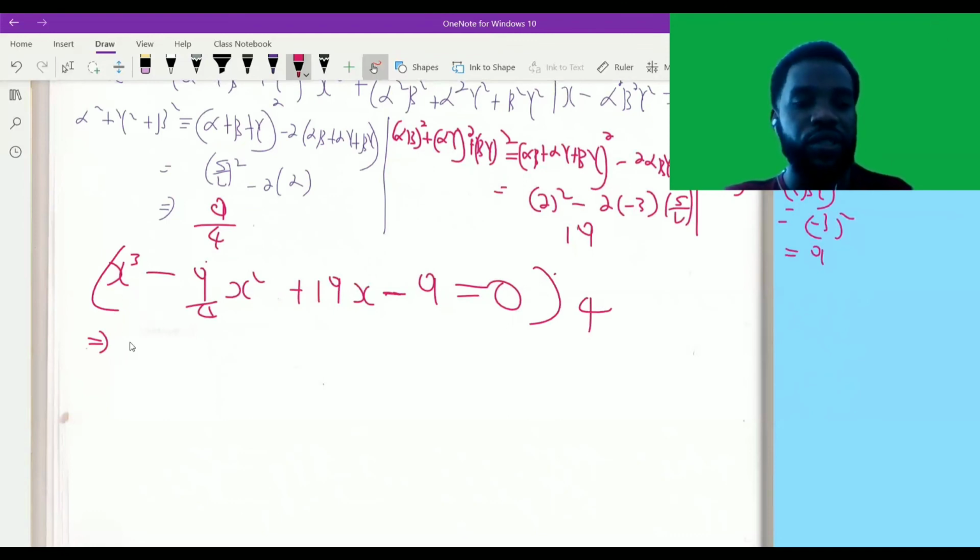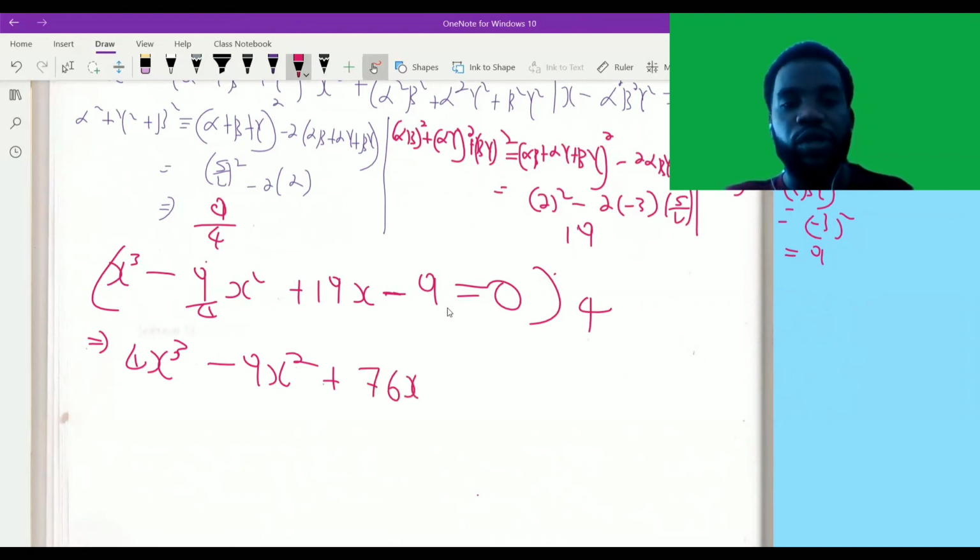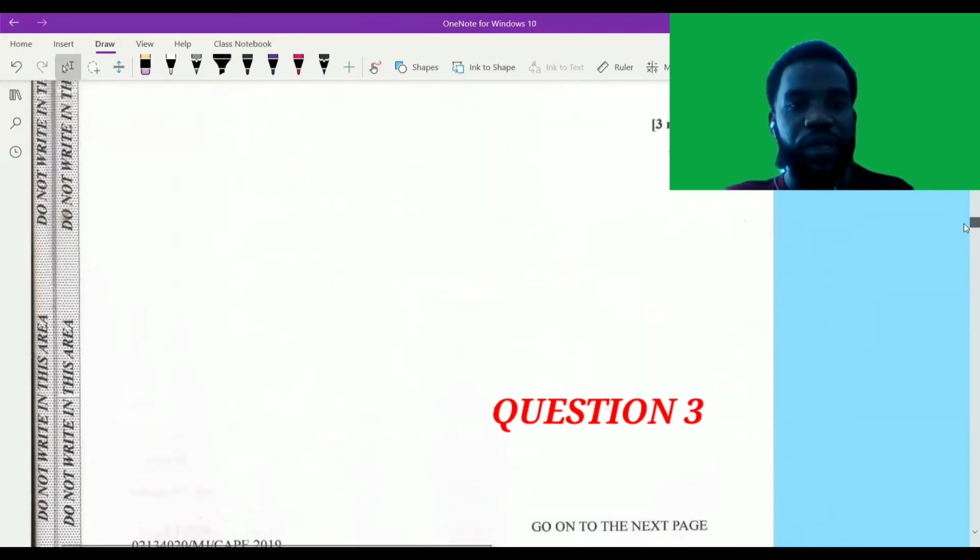Now 4 times x cubed is 4x cubed. So it's going to be minus 9x squared, and the 4 would have canceled out the 4 here. Then I'm going to have 4 times 19. All right, let me just quickly, and of course, once again, if you think you're going to get it wrong, put it inside of your calculator. 4 times 19. 76. So plus 76x, 4 times 9 is 36, minus 36 equal to 0. And there you have your cubic equation with the roots alpha squared, beta squared, and gamma squared.